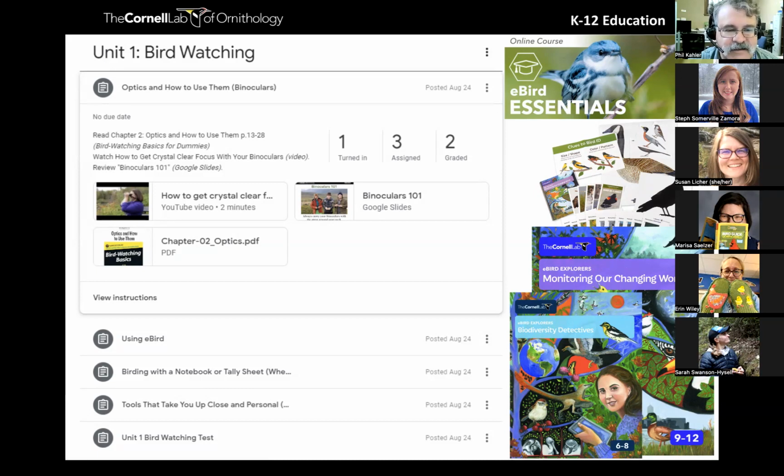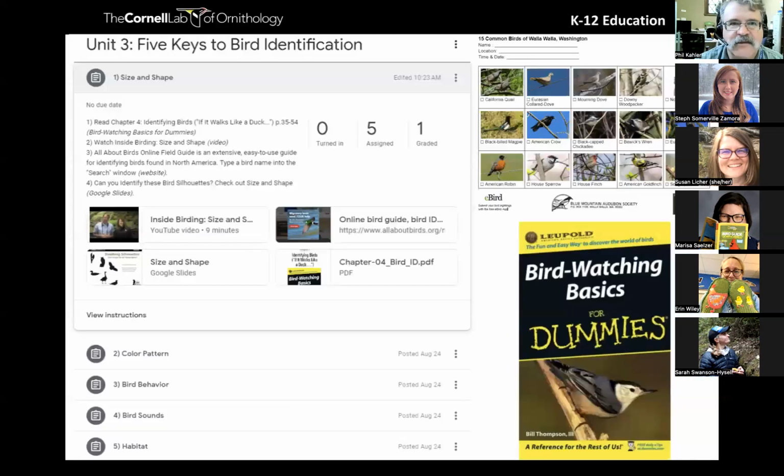And then what do you do if your phone doesn't work? So I also put something there that talks about birding with a notebook or a tally sheet. And then there's a unit 1 bird watching test, which is a multiple choice Google form. Next slide.